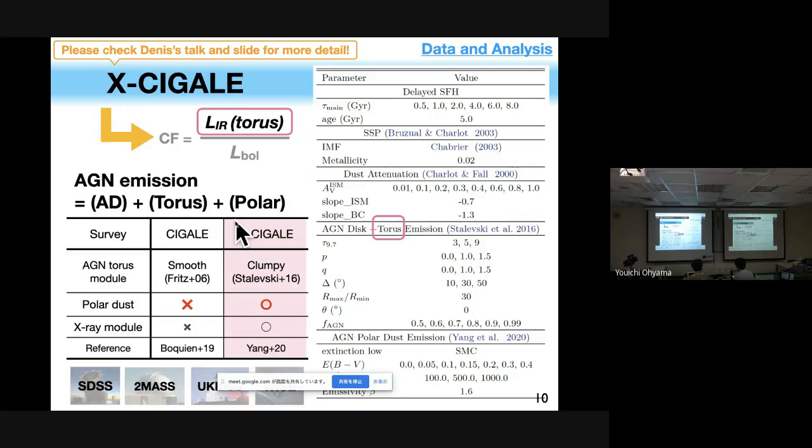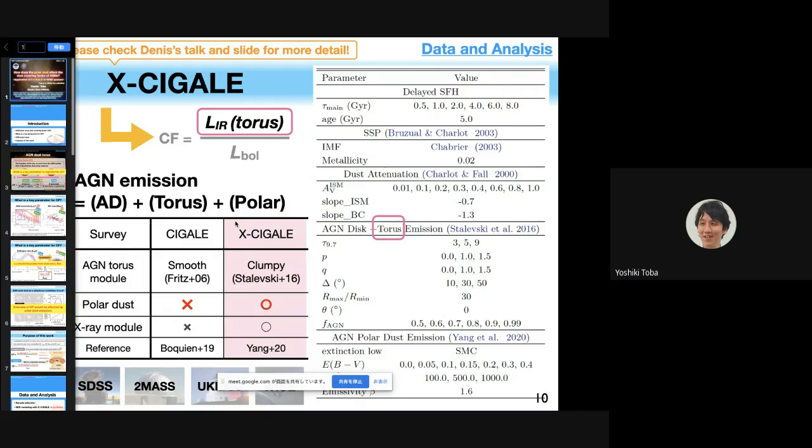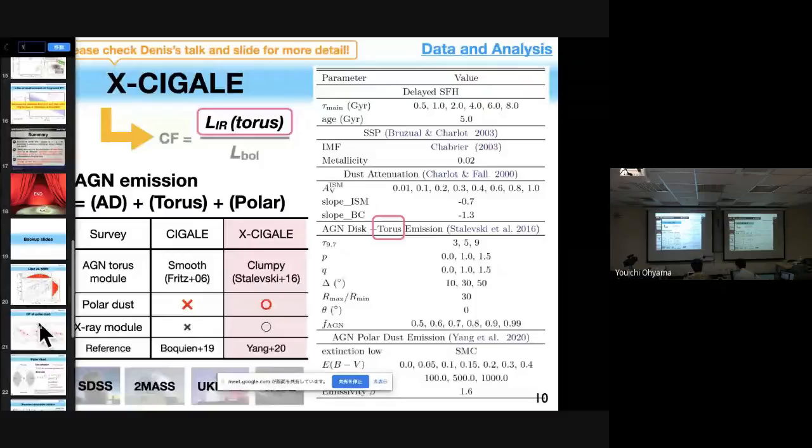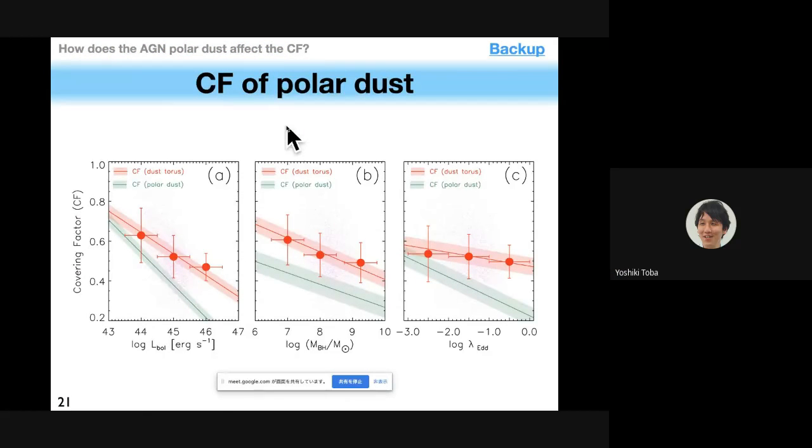Thank you. We have another question from Tomo. So you got the polar dust information. How can that information correlate with the black hole mass or Eddington ratio? Oh, that is a very good question. Yes. So these green lines are the covering factor of polar dust. So as you can see, the covering factor of polar dust correlates with bolometric luminosity, black hole mass, and Eddington ratio.